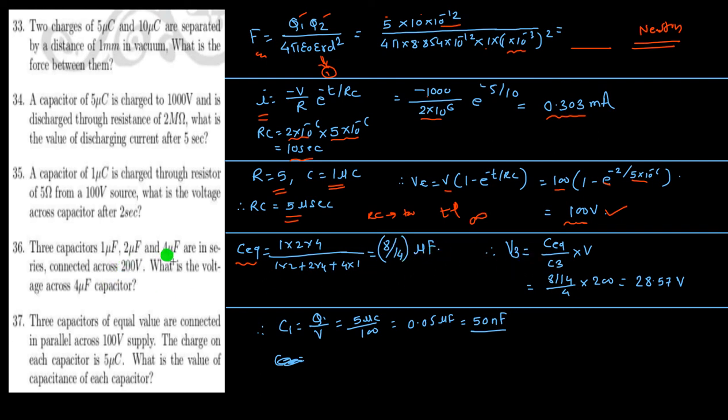So voltage across the third capacitor, that is 4 microfarad, is C equivalent upon C3 into V, that is 8 by 14 by 4 into 200. So it will give you 28.57.